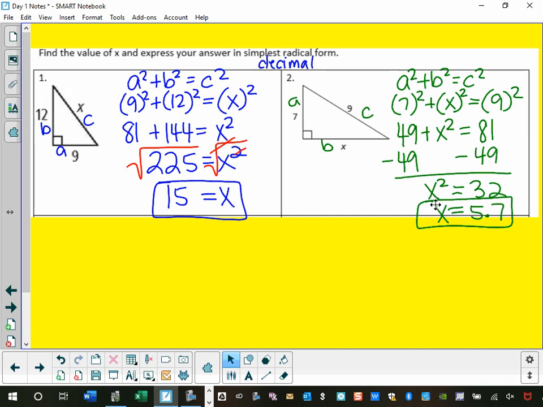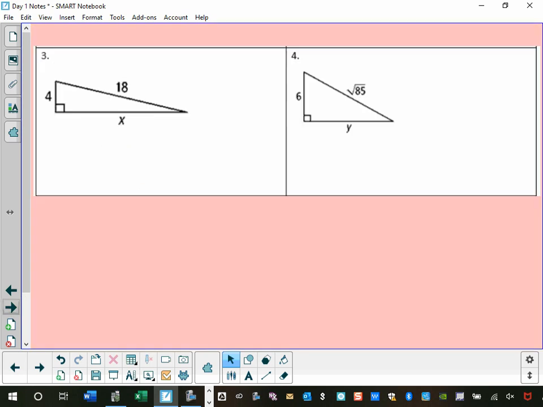Any questions on 1 and 2? All right, let's look at number 3. Joseph, what's your hypotenuse? Pick a number. So there's 4, there's 18, and there's x. Which one is your hypotenuse? Your hypotenuse is your longest side directly across from the right angle.